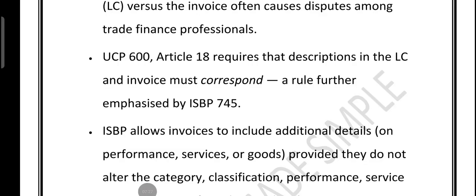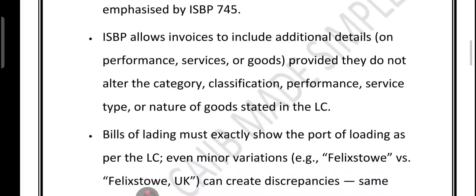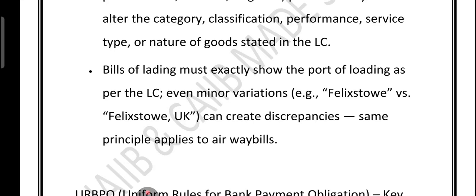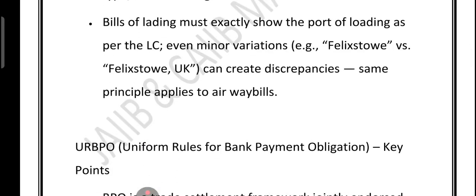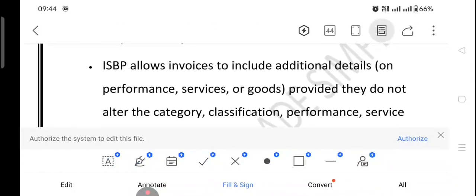So yes, we are talking about ISBP giving some kind of flexibility. Invoices can have extra detail about the goods, performance, services, as long as these extras do not change the main category. Then if we talk in the context of the bill of lading, ISBP is strict. The port of loading must be exactly as stated in the letter of credit. Even small changes like Felixstowe or Felixstowe UK can cause a discrepancy. The same applies to the airway bill. So in short, exact matching is critical. Every tiny difference can cause your payment to be delayed or rejected, right?